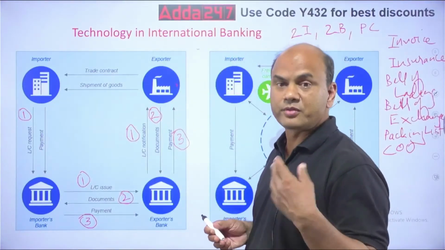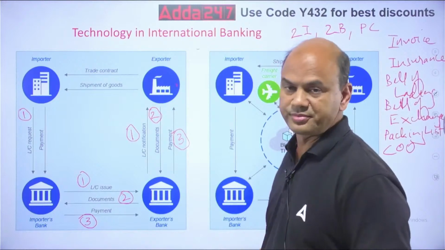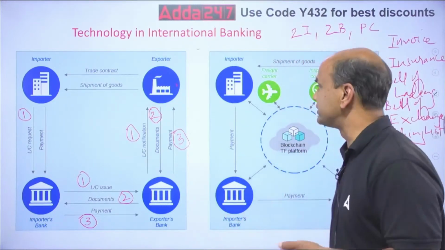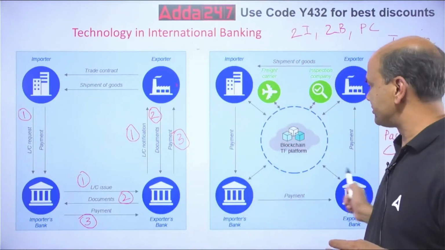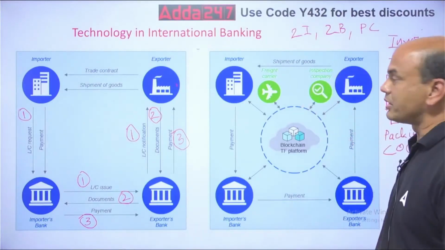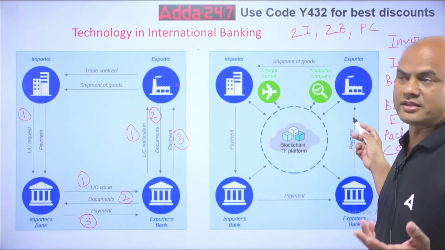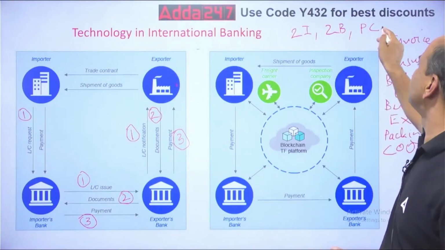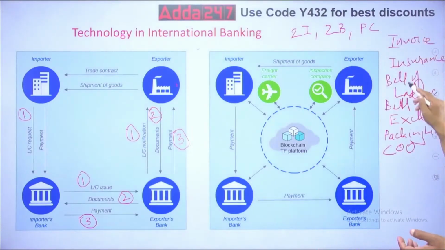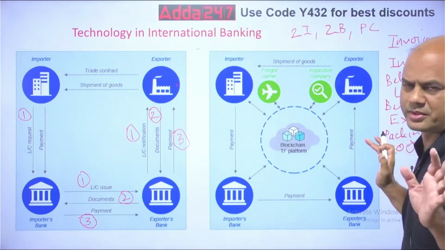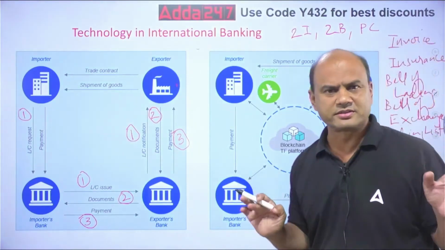Now with the advent of technology, for example, blockchain, the parties are the same, they are not changing. But once this exporter prepares the documents, which are the documents? See this, 2I, 2B, PC: invoice, insurance, bill of lading, bill of exchange, packing list and certificate of origin. These are the 6 main documents in any export transaction.